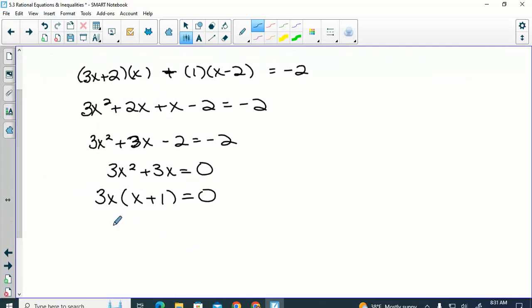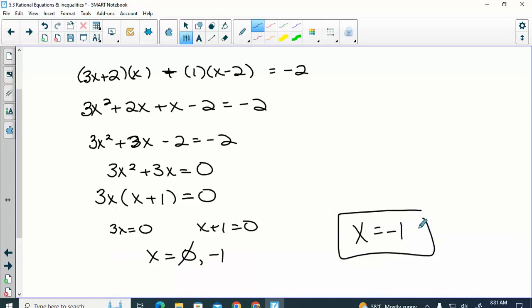So you get each of those equal to 0, and we get 0 and negative 1. The 0 would never work. We said at the very beginning that x could not be a 0 or a 2. So we marked the 0 off, and our final answer is just negative 1.